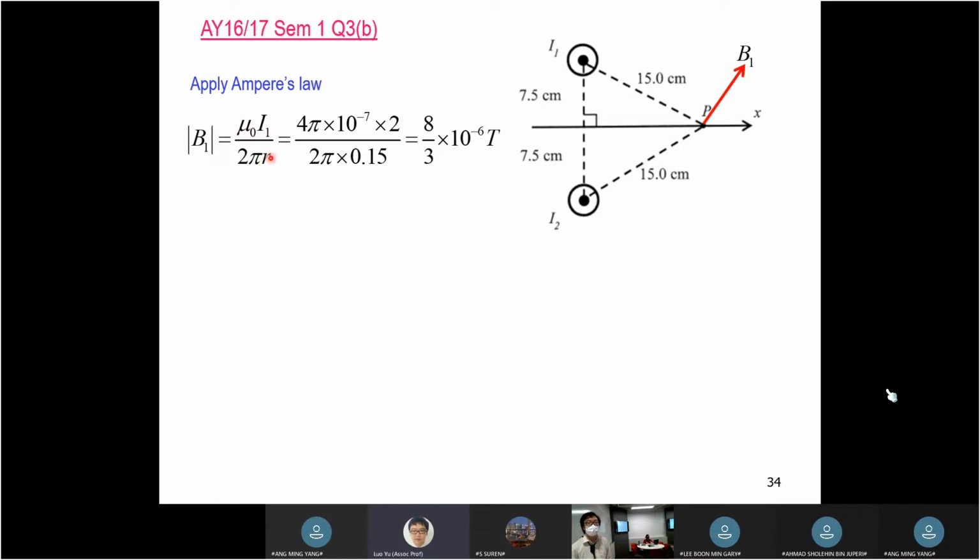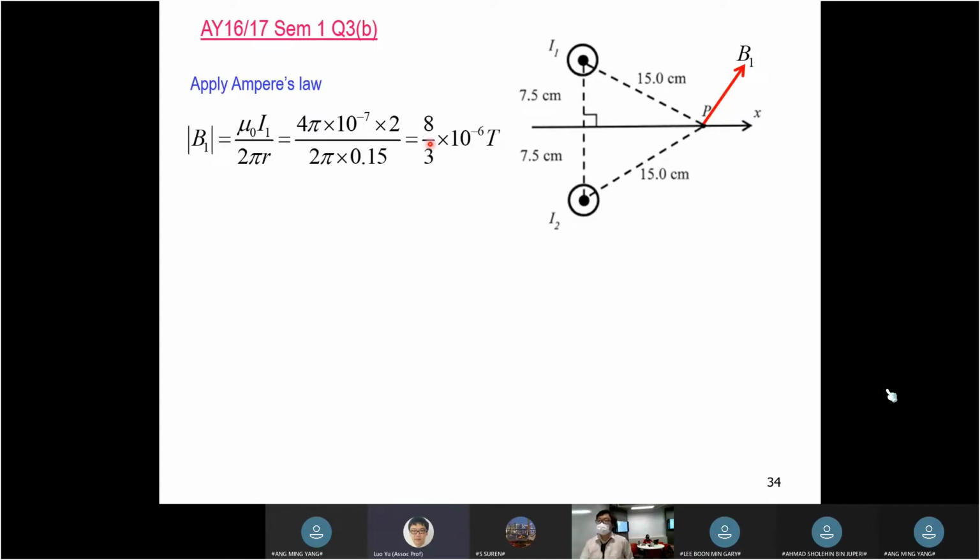Divided by 2 pi. I1 is given, R is given. Y is 0.15 meter because it's 15 centimeters. So I can get the magnitude of B1. Because B is a vector, we also need to determine its direction.